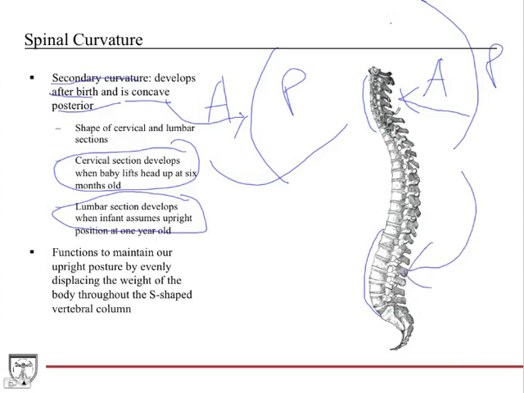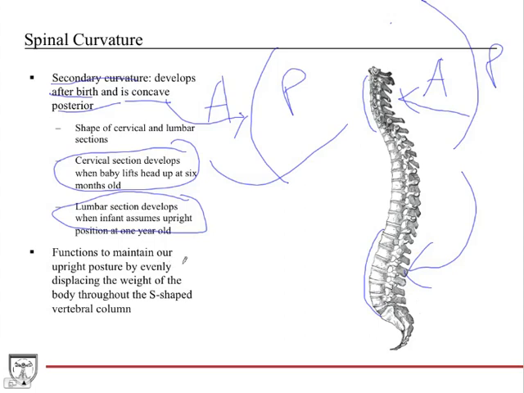The cervical spine is what helps you hold your neck up, helps you move your neck. It develops when the baby lifts the head up, which is around 6 months. Then the lumbar section, you can think of it, it's lower, it's more responsible for locomotion, moving. So that's when the baby assumes its upright position at 1 year old.